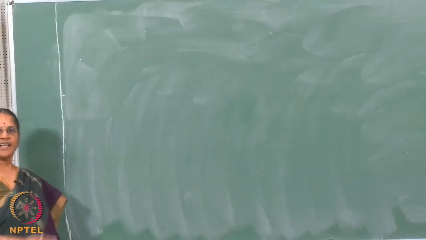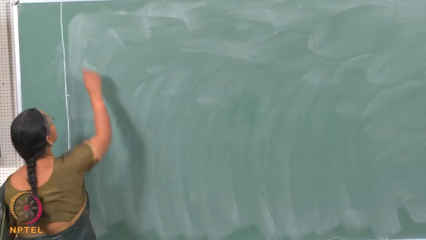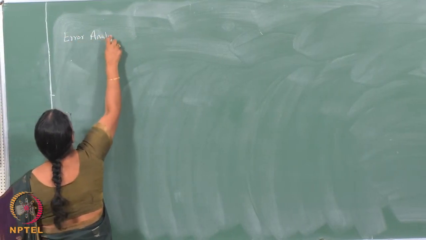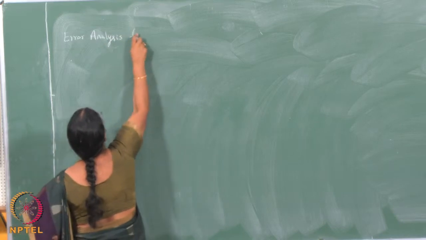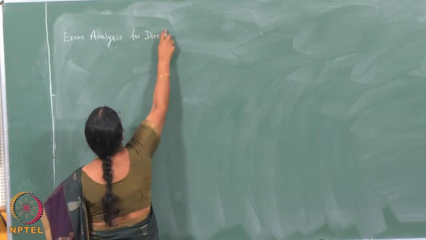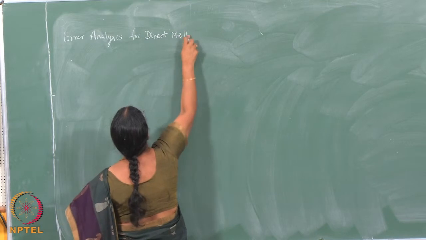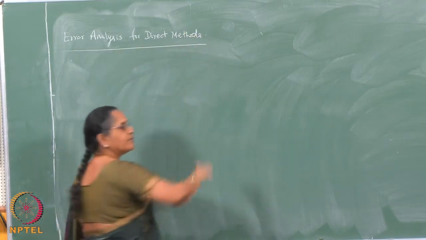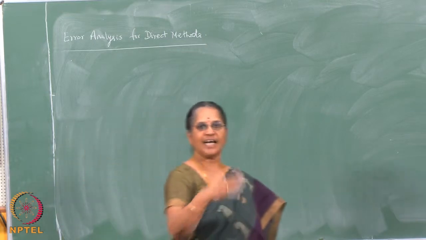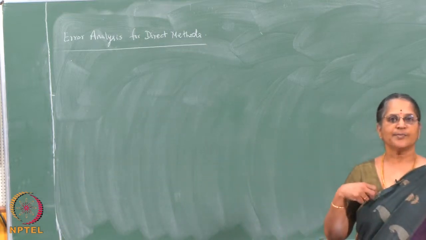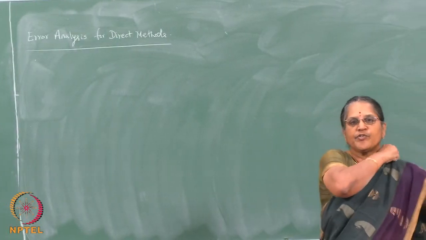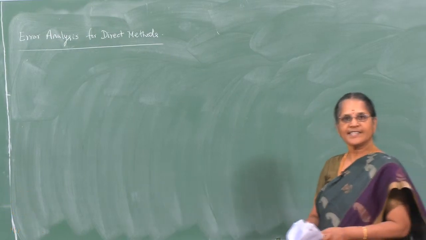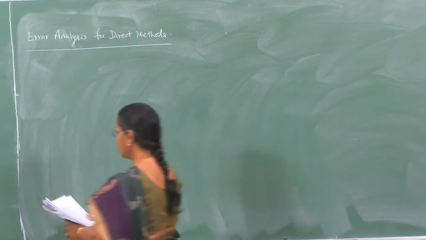So, we consider the error analysis for direct methods. Let us first give some examples to show that small errors can produce large deviations in the solution. Let us consider the following example.